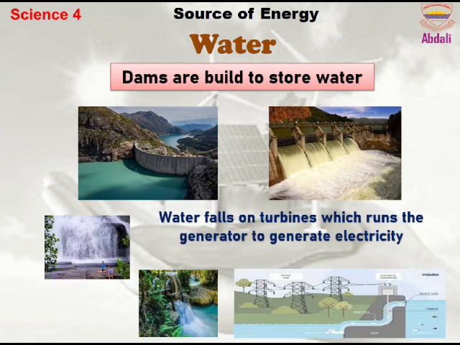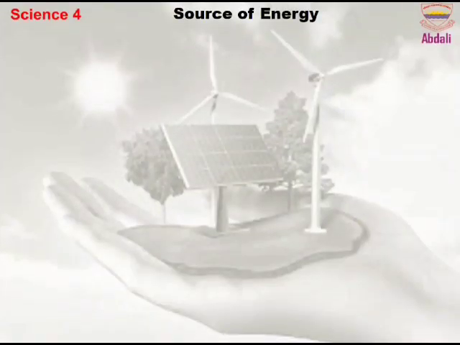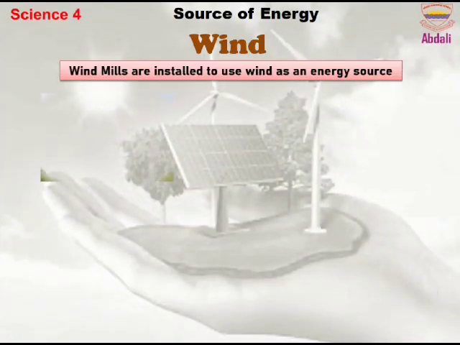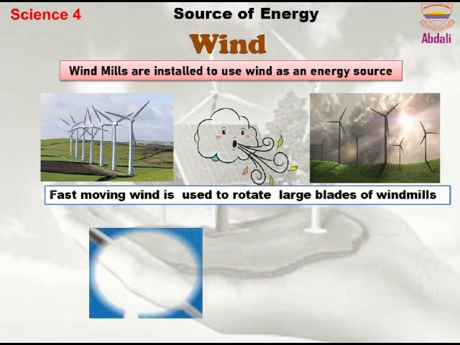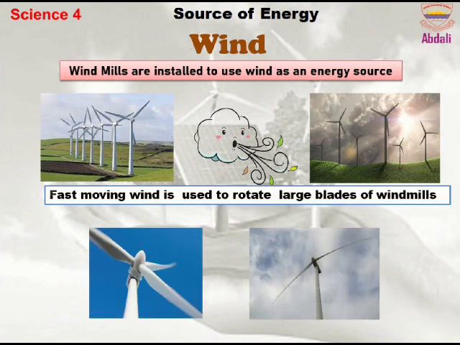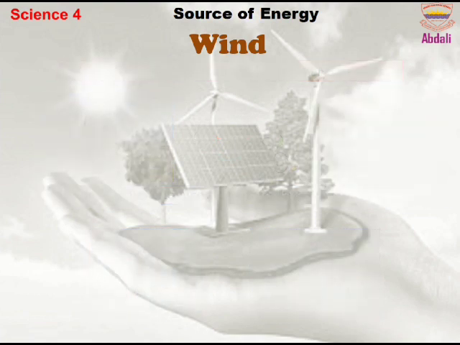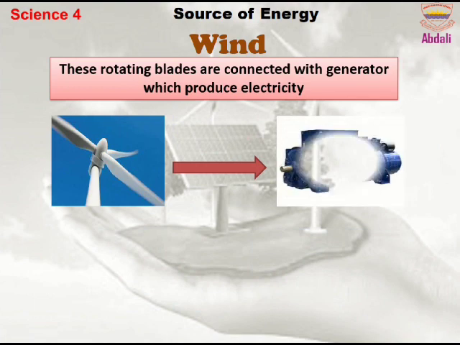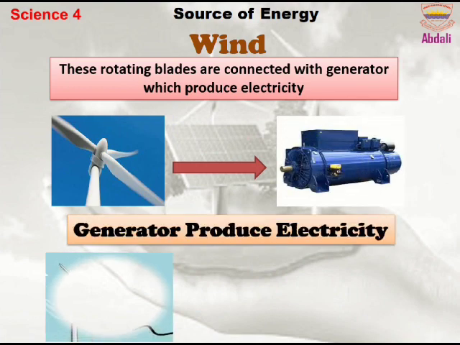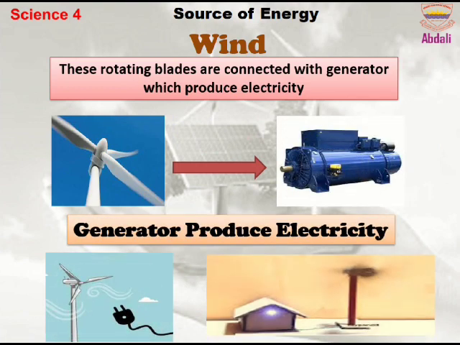Our next and third source is wind. Windmills are installed to use wind as an energy source. Fast-moving wind is used to rotate the large blades of windmills. These rotating blades are connected to a generator. Then electricity is produced through the generator.